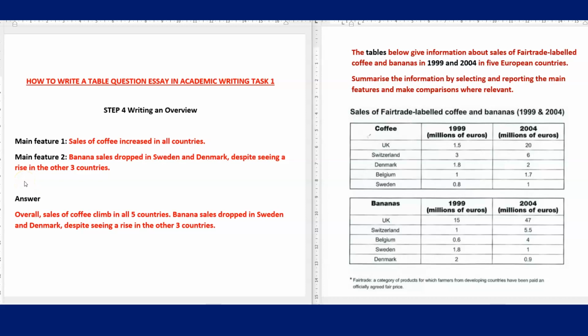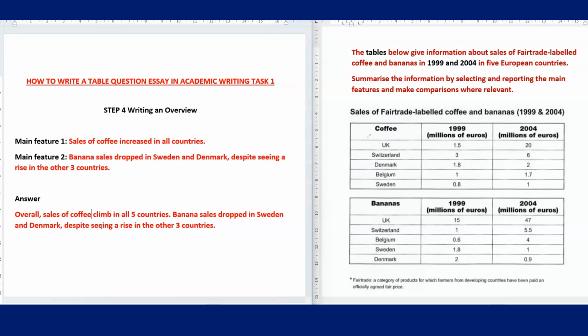All right, so from these two listed, we had this as an overview. First of all, when you are beginning an overview, start with a linking word. Start with a word that will show that you are giving a general statement. You can start with a word like in summary or overall. So you will start with the word overall. So overall, sales of coffee climbed in all 5 countries. Climb means that it went up. So the sales of coffee climbed in all 5 countries. Full stop. And then banana sales dropped in Sweden and Denmark despite seeing a rise in the other 3 countries.